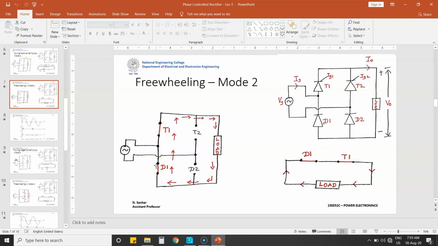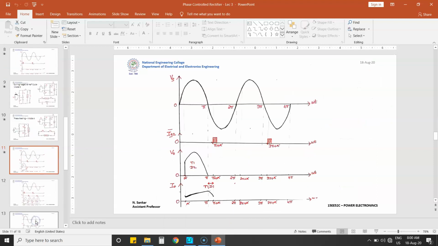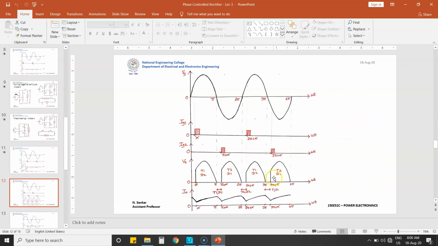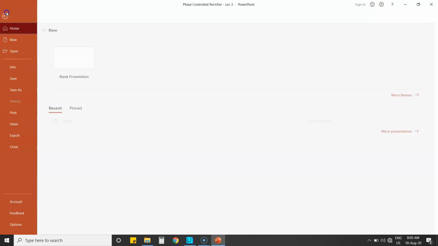Due to this, we have a freewheeling current through the diode, thyristor and then load. Because of this, your supply voltage gets cut off from the thyristor and we have zero voltage across the load. That's why we didn't get any negative voltage in our output. So you can simply say this is the final output for your semi-controlled converter.